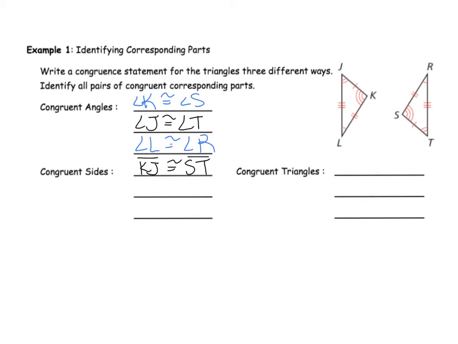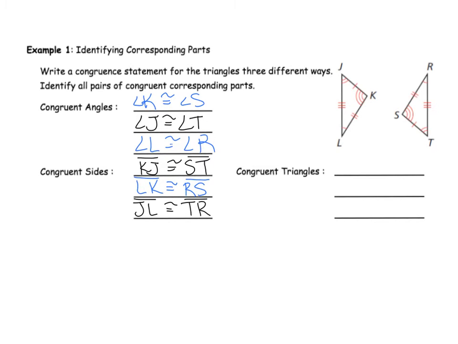Then the next one, let's go LK. Side LK, so L I started off with, so I'll have to start off with R, and then R, S are going to be congruent. And then we have JL, and JL would be congruent to, remember, we got to match them up. J matches up with T, and then L matches up with the R, with side TR.